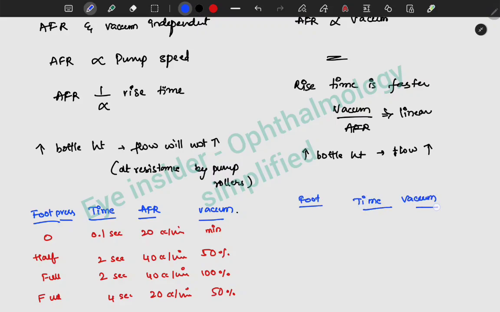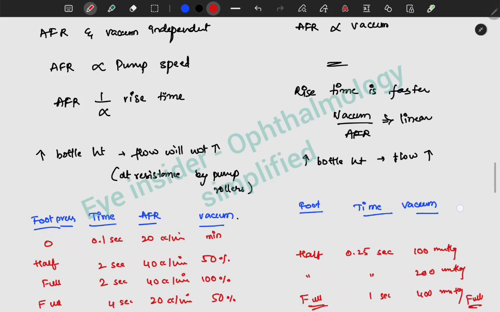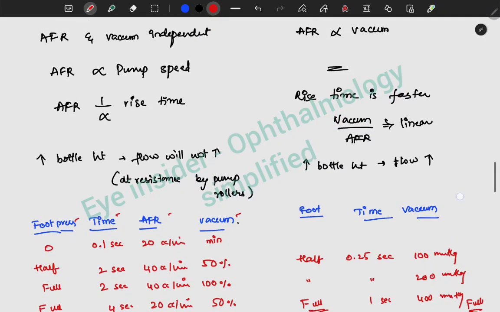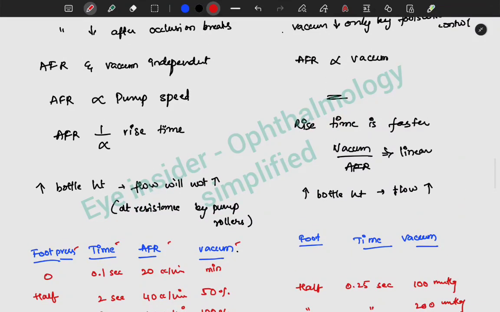Now in the venturi pump, we'll take foot position, the time and the vacuum. When we press it off for 0.25 seconds, the vacuum has reached 100 and again it has reached 200, but when we press full, it has reached the full preset value of 400 mm. So that was regarding vacuum levels and the pumps.